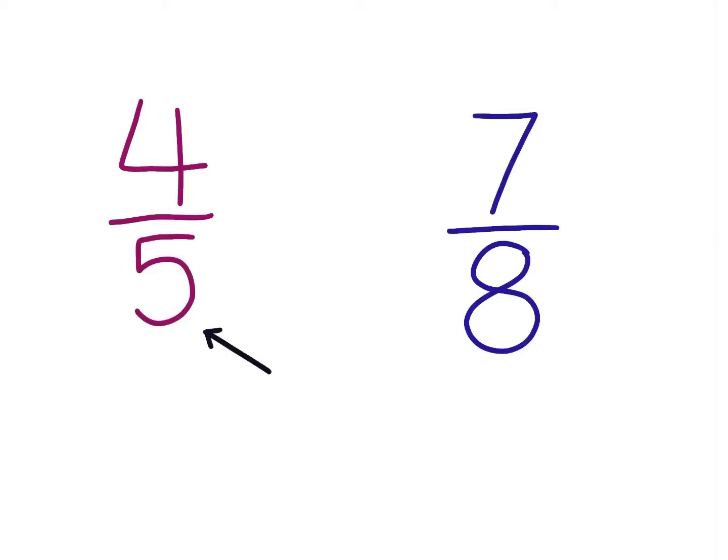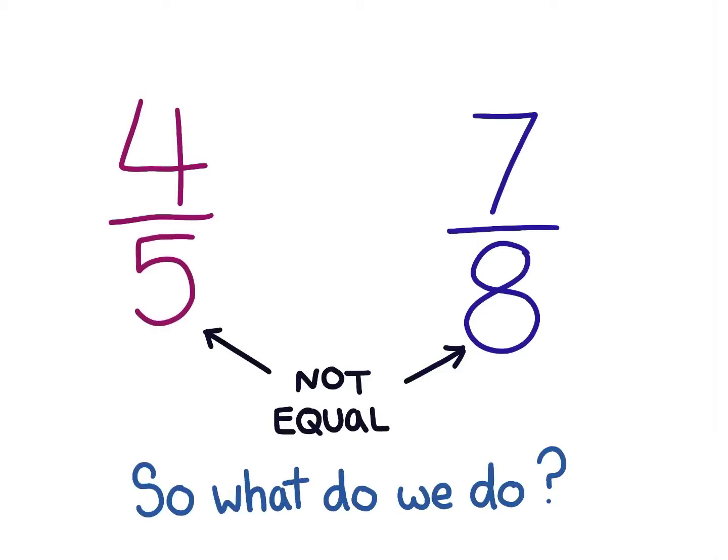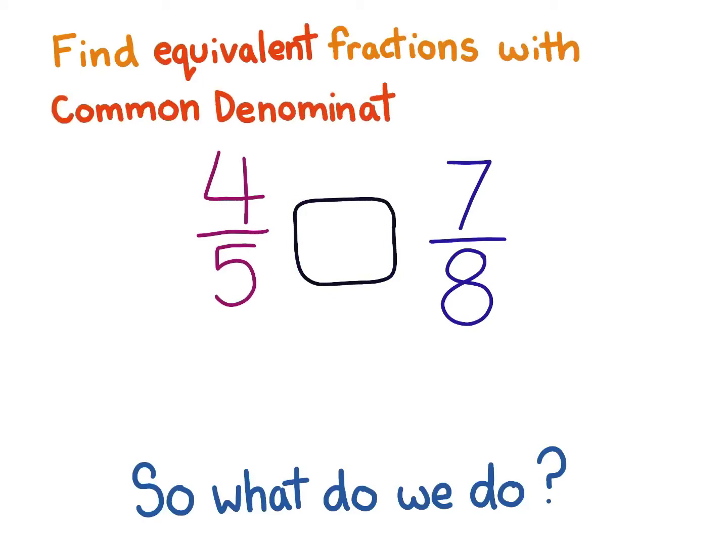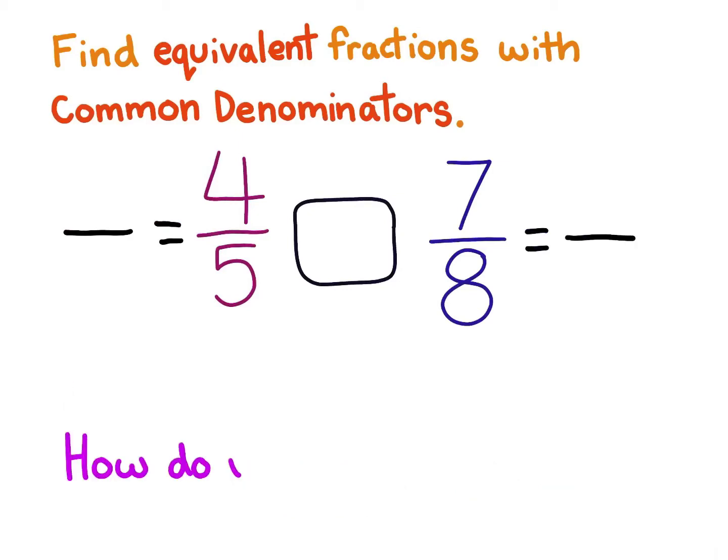Here we have 4/5 and 7/8. They are not equal. The denominators are not equal. So what do we do? Well, there's a few steps. First, you need to find equivalent fractions with common denominators. In other words, we need to find an equivalent fraction to 4/5 and find an equivalent fraction to 7/8 where both those equivalent fractions share a common denominator.